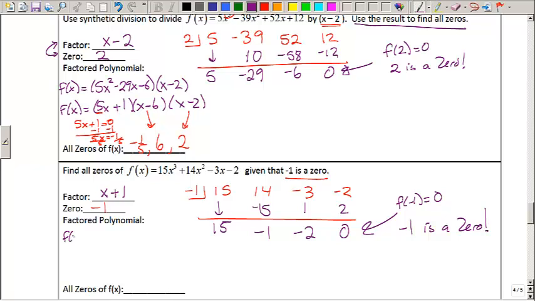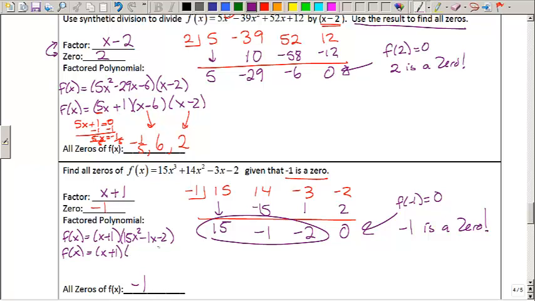So I know that f of x is equal to x plus 1 times the quotient, and the quotient would be 15x squared, the quotient's found here, minus 1x minus 2. Well, I know one of the zeros is negative 1, but I don't know the rest of the zeros. I'm going to have to factor. Because my quotient is a quadratic, I can just factor using the skills that I've learned in the past. We'll try 3 and 5. I'm using guess and check. You can use any factoring method that you want.